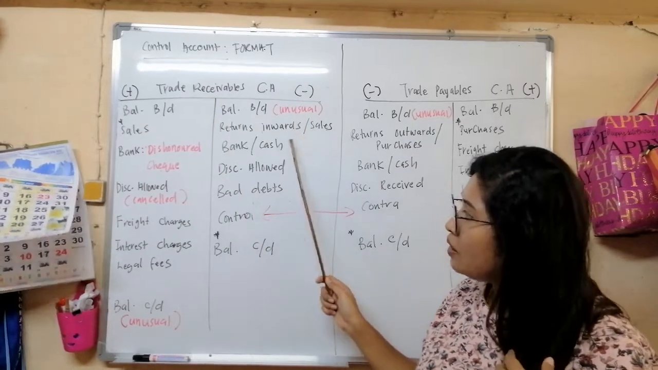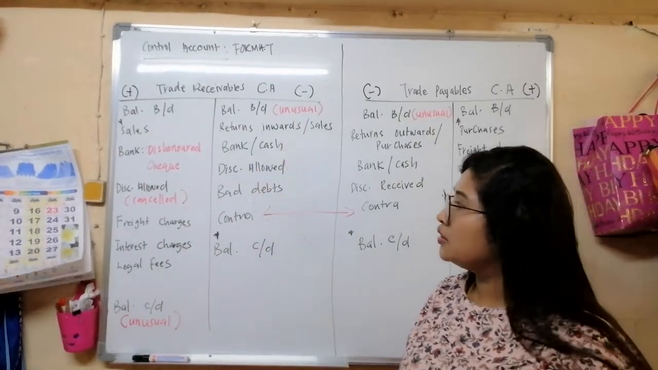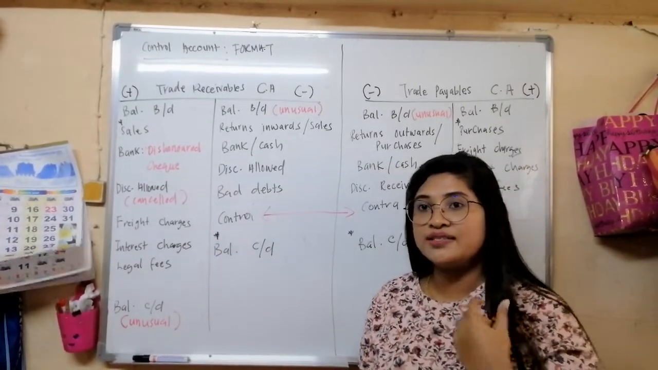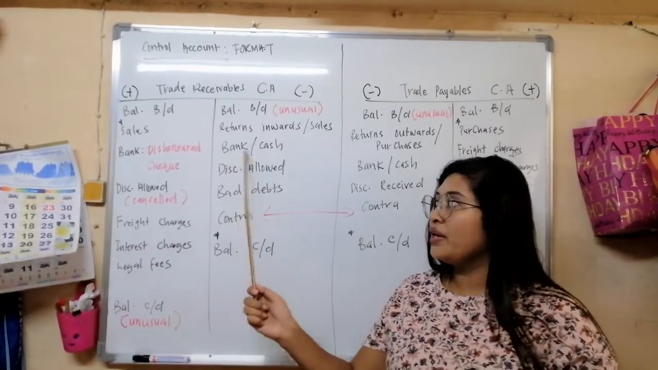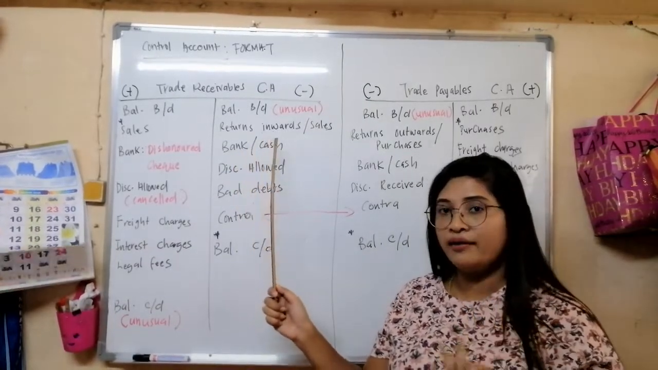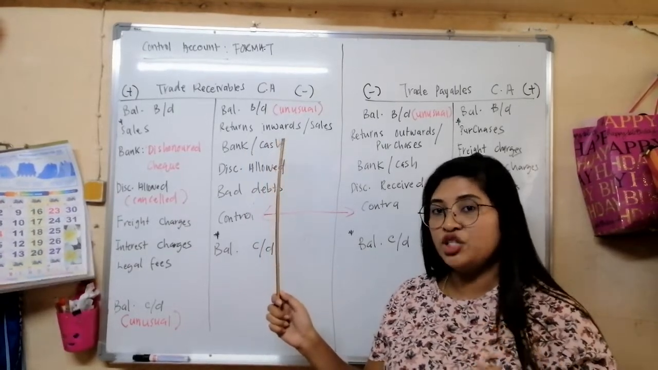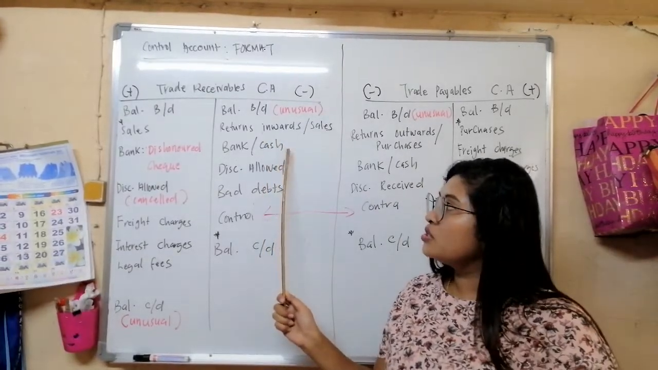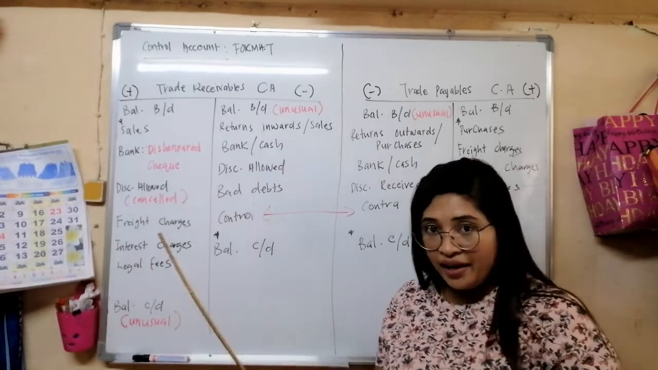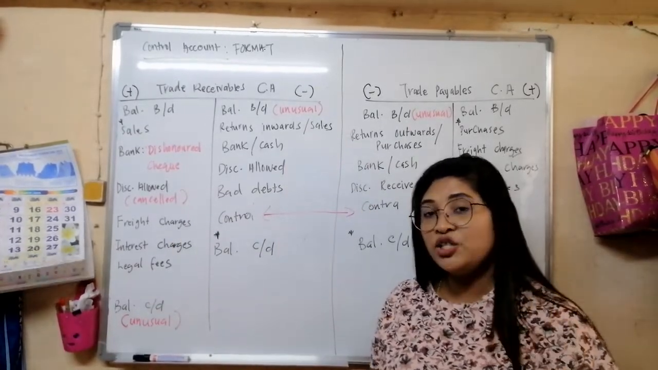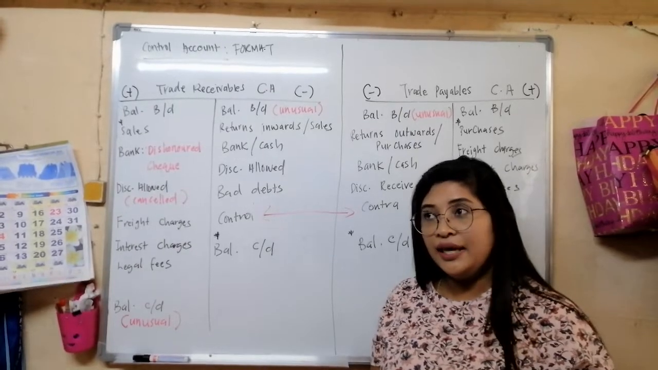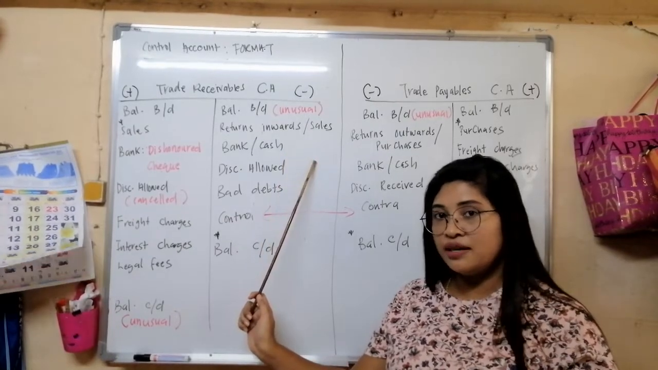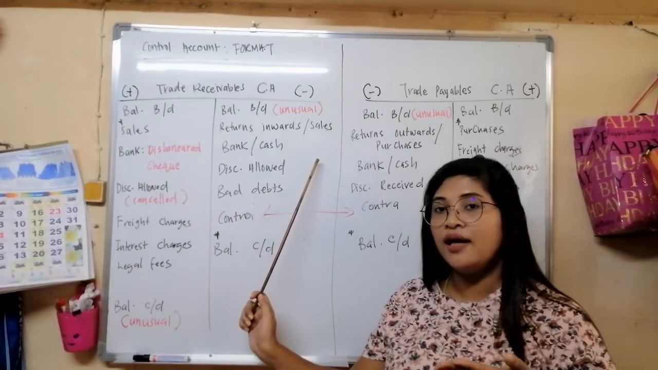Next is the bank or cash. When we sell to them, they need to pay us. When they pay to us using bank or cash, it will reduce their debt, or it will reduce our receivable. So the reduction will be on the credit side.